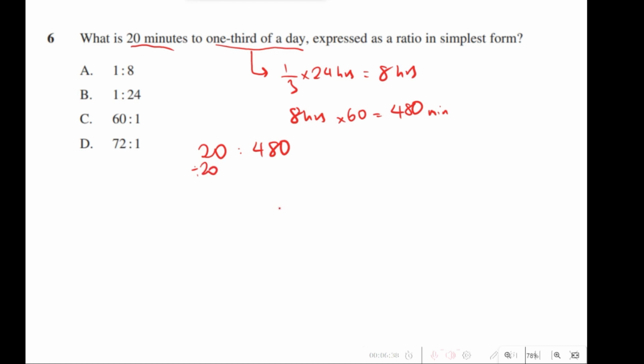Simplifying this, we divide both sides by 20, so we get 1 to 24, and so the answer is B.